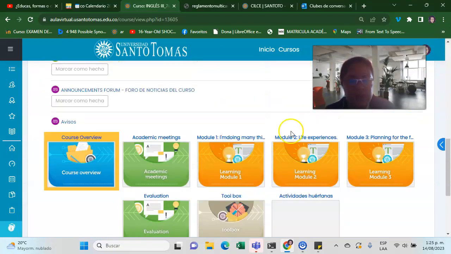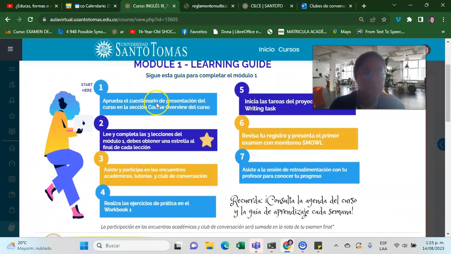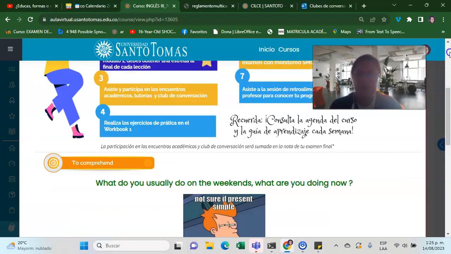And please don't forget that in each level we have some recommendations for each module that you need to work on: the lessons, the course overview. You are invited to participate in the English club, in the tutoring sessions, and our classes. You have to work on your workbook, complete your writing project, and you have to enroll, complete your small process, and receive feedback. Okay, here we have the lesson and workbook to complete.